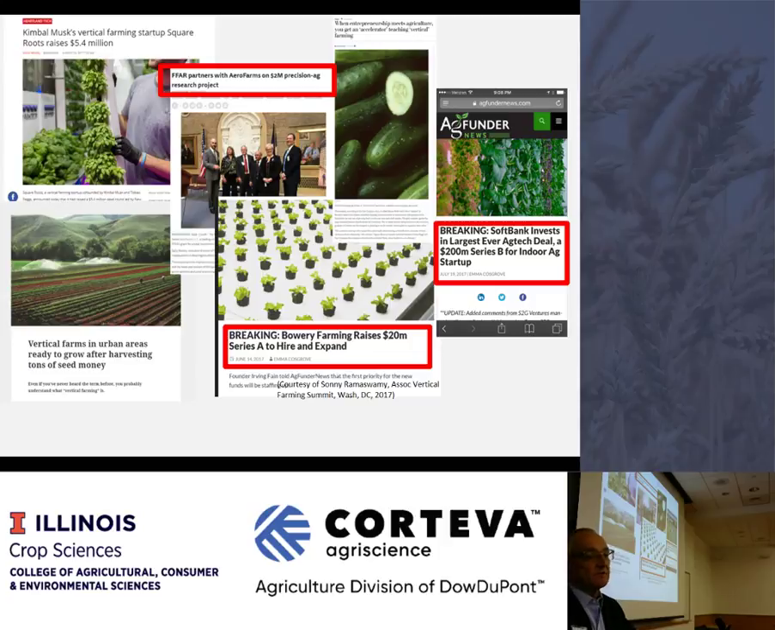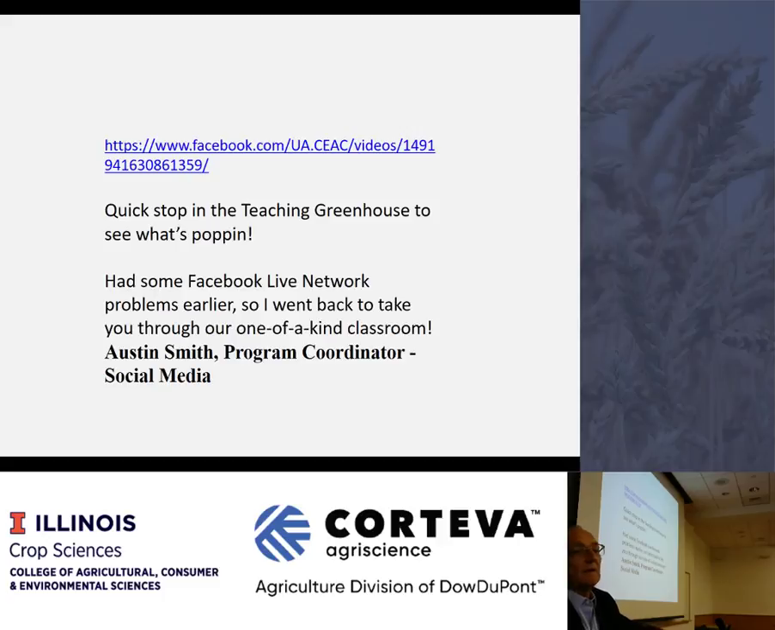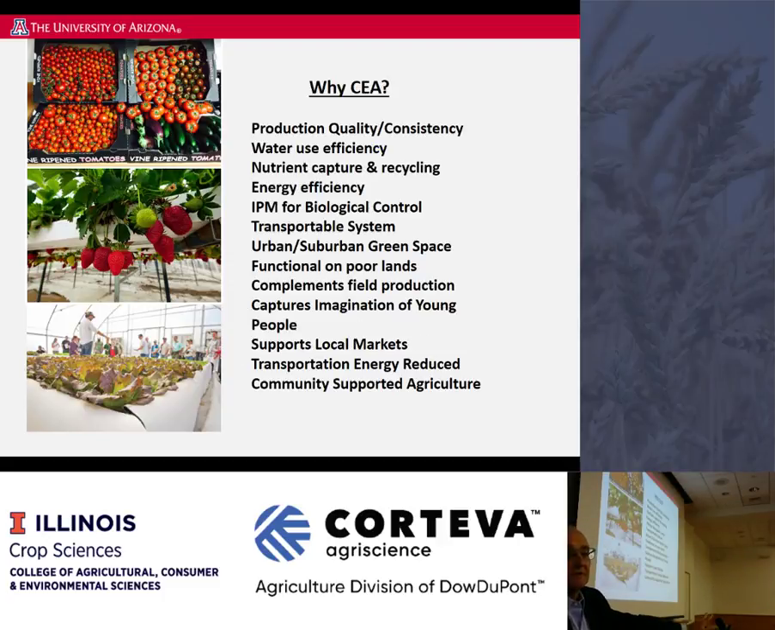Just some examples. You can look around and find monies that have been made available just in the past 2 years, and it's constantly increasing. And then our former director of NIFA spoke about CEA. I put it in red over there. That's his slide. Finally, USDA recognized controlled environments, initially with high tunnels, but okay, controlled environment agriculture as well as part of the toolkit. You can walk through our teaching greenhouse some other time.